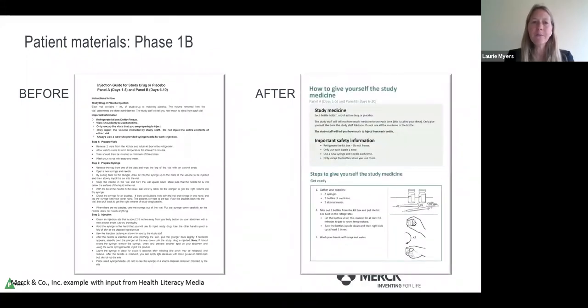So I always use this example to show the before and after, right? This was actually instructions in a phase 1B trial for a diabetes medicine, and patients had to give themselves an injection. On the left was our standard approach, and we sent it to Health Literacy Media. On the right, I use this to illustrate it's not just language, it's also things like white space, pictures, illustrations, fonts, bolding, and other things that really make a material health literate. Next slide.